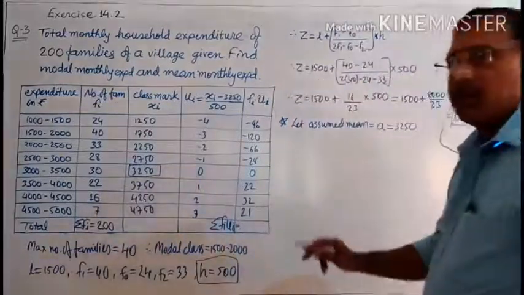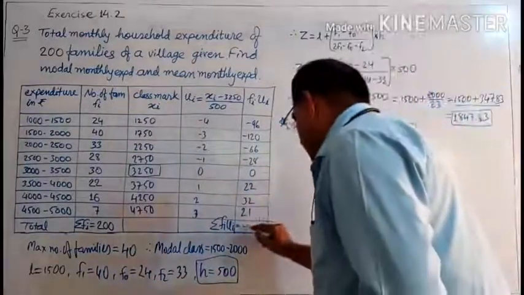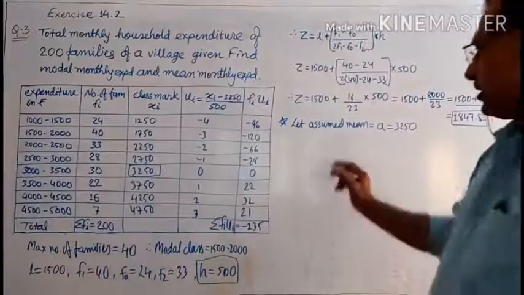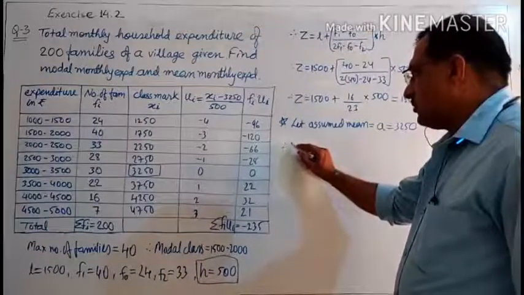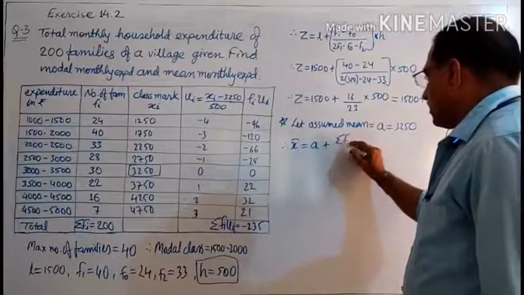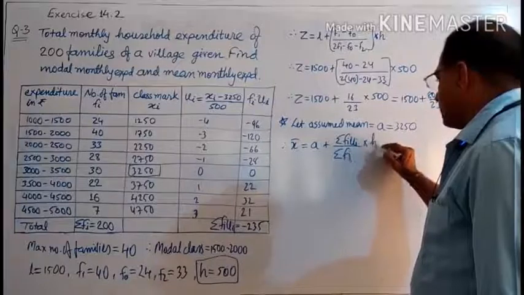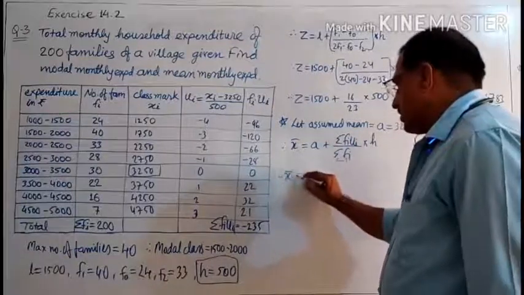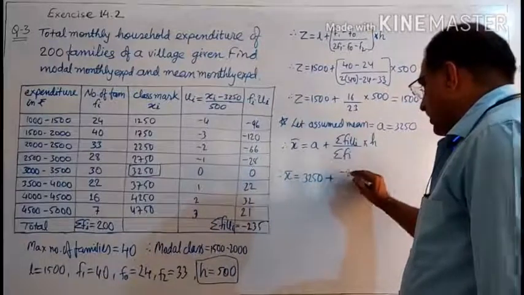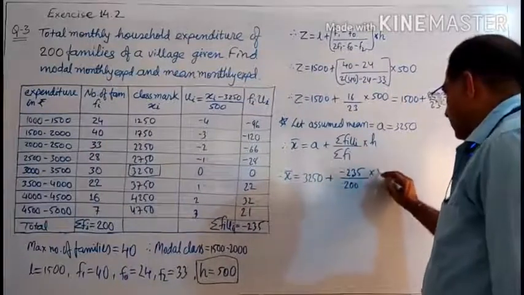So what is the total sum here? We have to calculate the negative total sum and the positive value. Here you will get -235, so -235 is the total sum. Okay, so now we can go for the mean, that is x bar is equal to assumed mean plus sigma fiui divided by sigma fi multiplied by class width. Substituting the values, x bar is equal to the assumed mean 3250 plus -235 divided by sigma fi, that is 200, multiplied by 500.